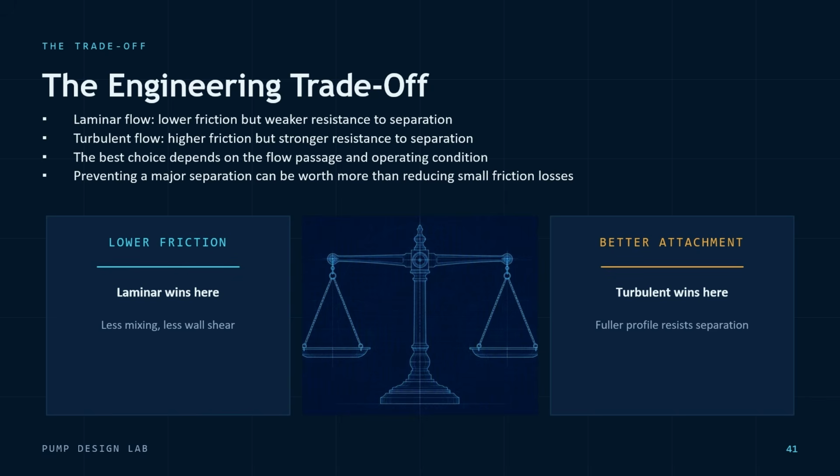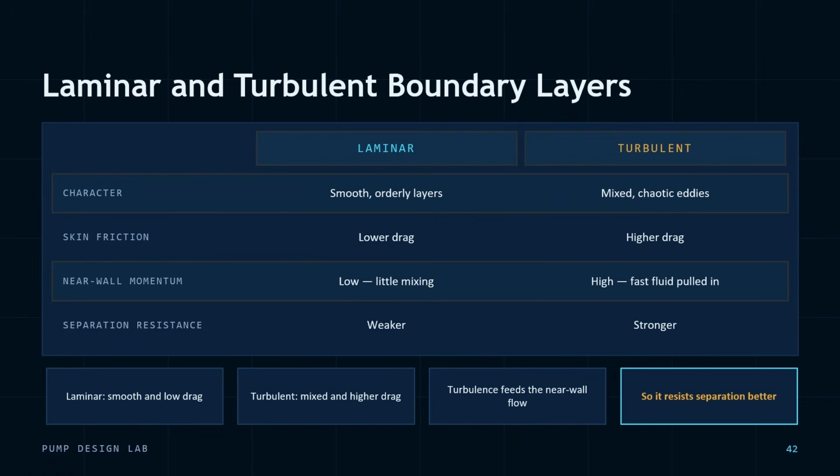In the next episode, that trade-off becomes critical. We will see why a low-momentum boundary layer can detach from a surface, creating separation, the source of some of the largest losses in pumps and diffusers.